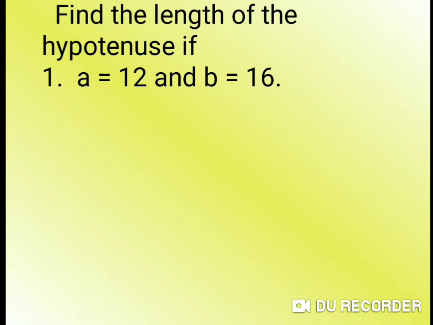We have an example. Find the length of the hypotenuse if A is 12, B is 16. This is an example which we are going to solve. As per our assumption, we already decided that we always consider the perpendicular sides or legs of the triangle as A and B, which are 12 and 16 units. In our case, we're going to find out the length of the hypotenuse.